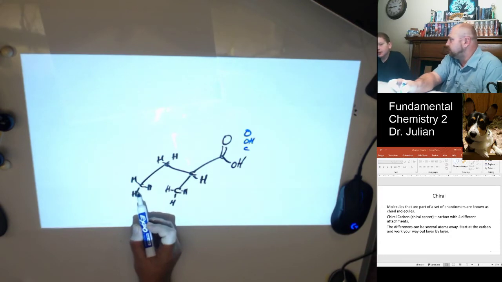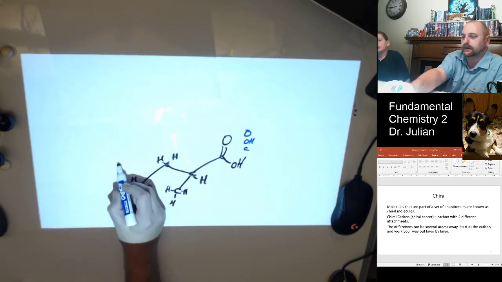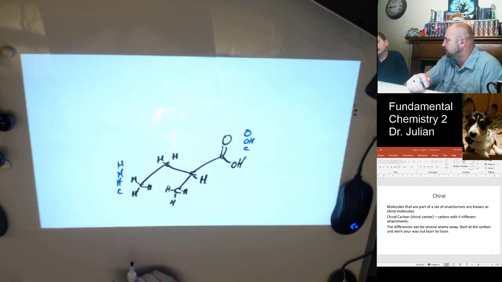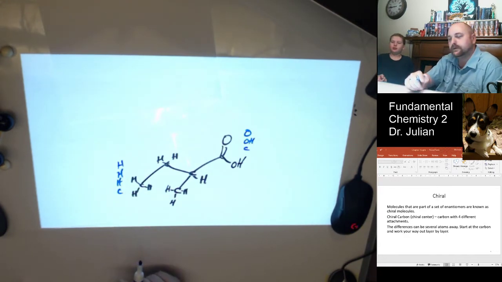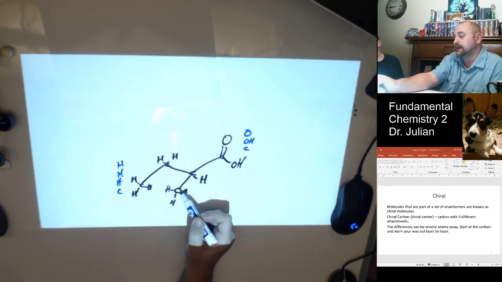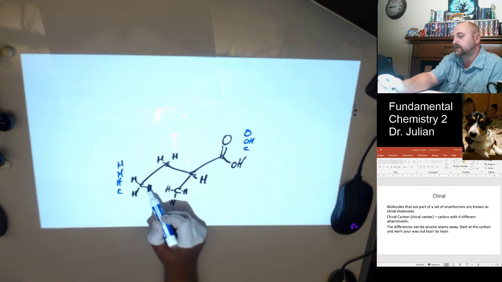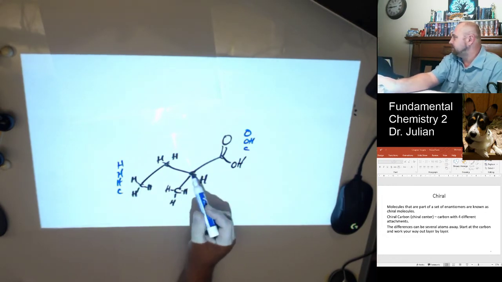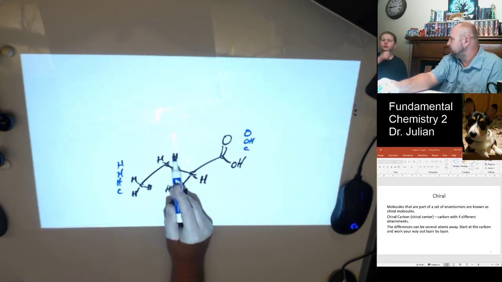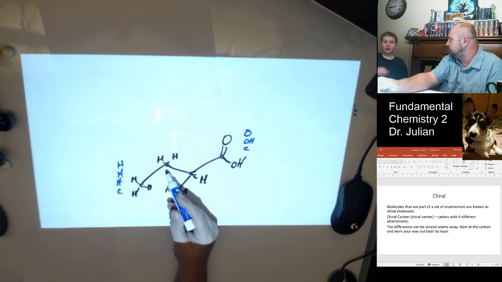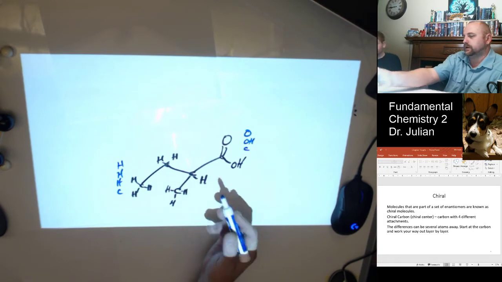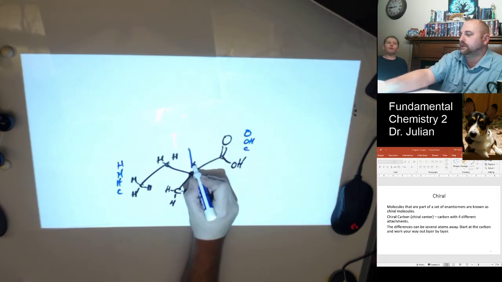This one's got H, H, H, and carbon. Is it chiral? It has 4 different things? No. This one's got a carbon here. Now this carbon is actually different than this carbon. This carbon has 3 H's. This carbon has 1 H and a bunch of other stuff. So those 2 are different, but these 2 H's are the same. Can it be chiral if it's got 2 of the same? No. This one's got 3 H's. We know it's not chiral. The only one that could be chiral is this one.